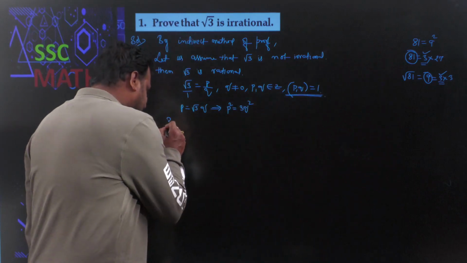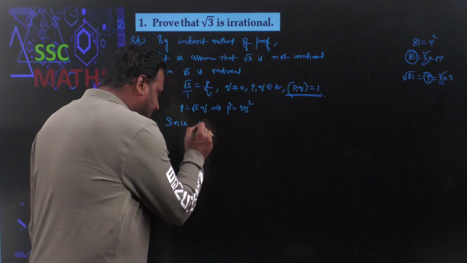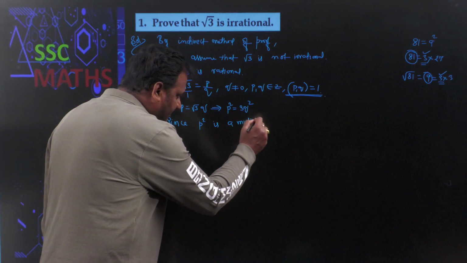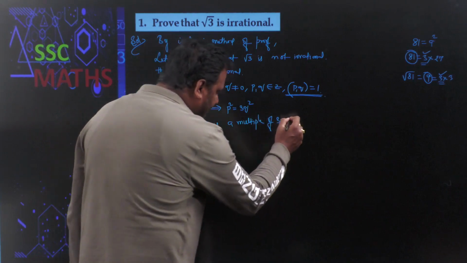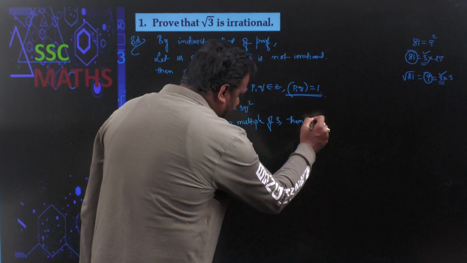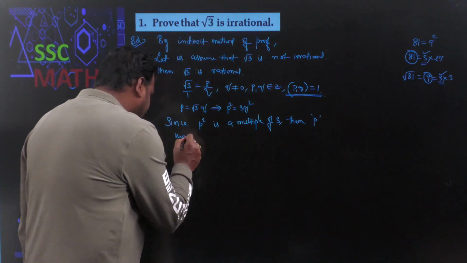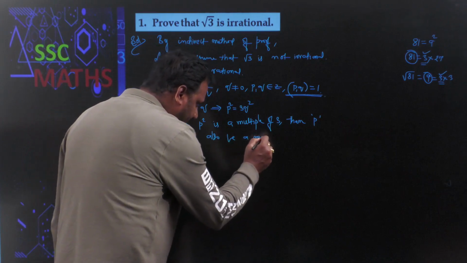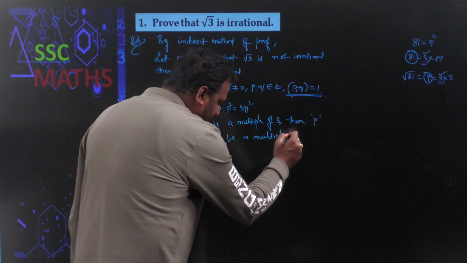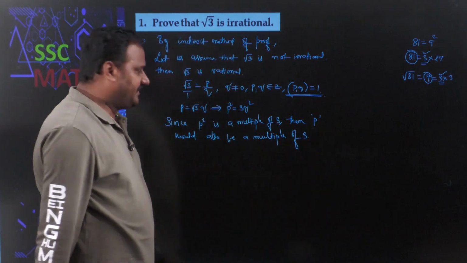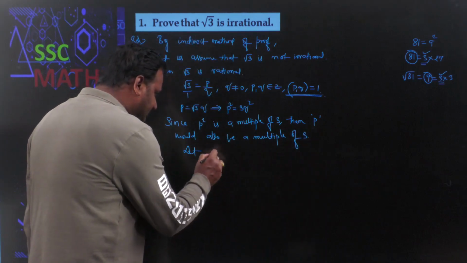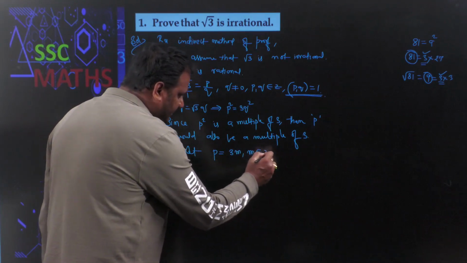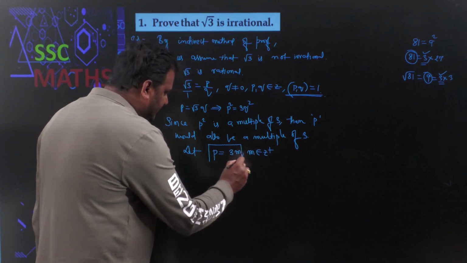Therefore, since p square is a multiple of 3, then p would also be a multiple of 3. Then how do you write that p? Since p is a multiple of 3, let p be equal to 3 into m, where m is any positive integer. Okay? Because p is a multiple of 3.